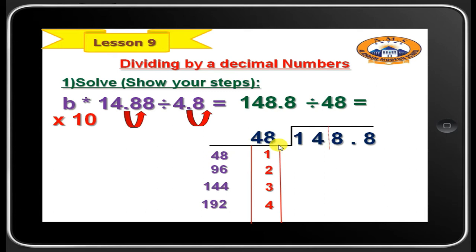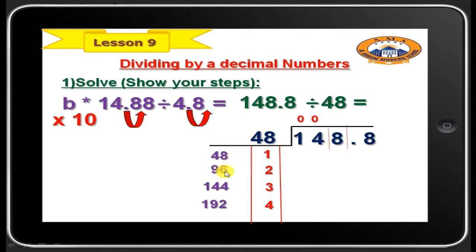So what shall I do? Put 0 in the quotient and take the next digit. So the number will be 148 divided by 48. Now you can search for it in the down table. I will search for 148 or a number smaller than 148. I have 48. I'm looking for 148. Okay, so let's search together.